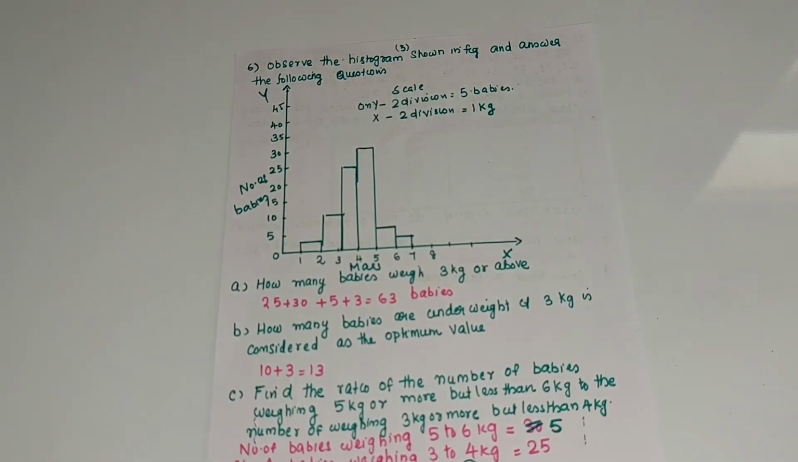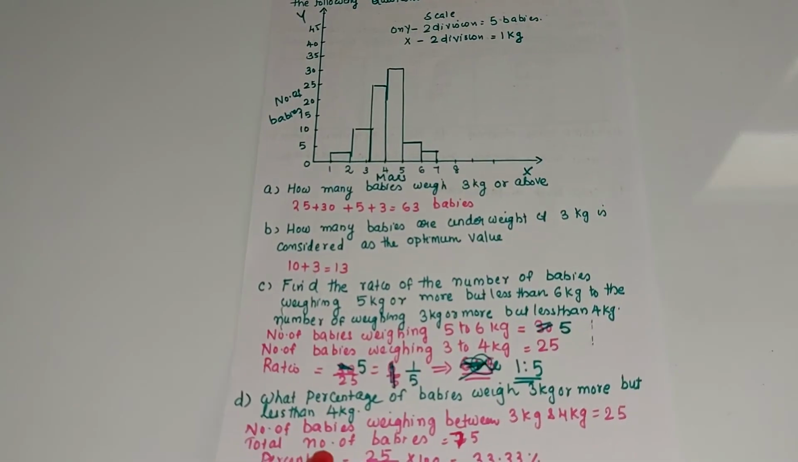So to get the ratio, 5 by 25 is equal to 1 by 5. So the ratio is equal to 1:5. So the number of babies weighing 5 to 6 kilogram to the number of babies weighing 3 to 4 kilograms, the ratio is 1:5.